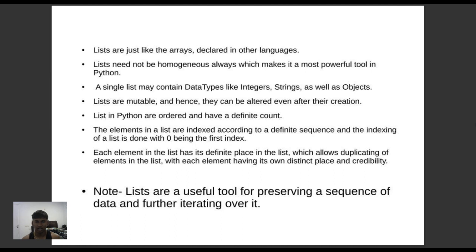Lists in Python are ordered and have a definite count. The elements in a list are indexed according to a definite sequence, and the indexing of a list is done with 0 being the first index. Each element in the list has its definite place in the list, which allows duplicating elements in the list, with each element having its own distinct place and credibility. Note, lists are a useful tool for preserving a sequence of data and further iterating over it.